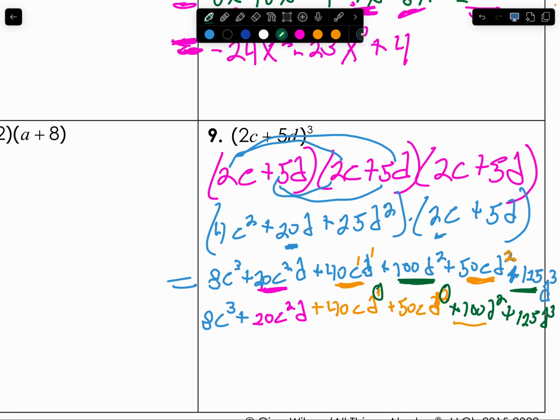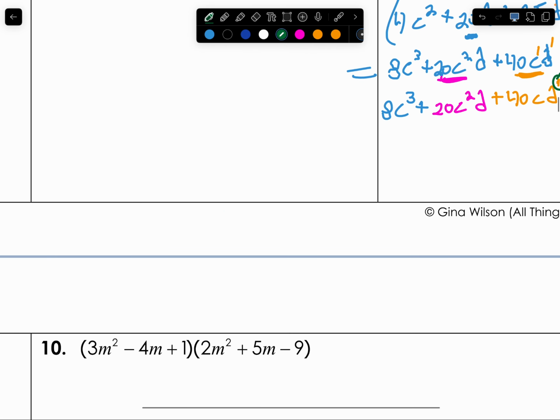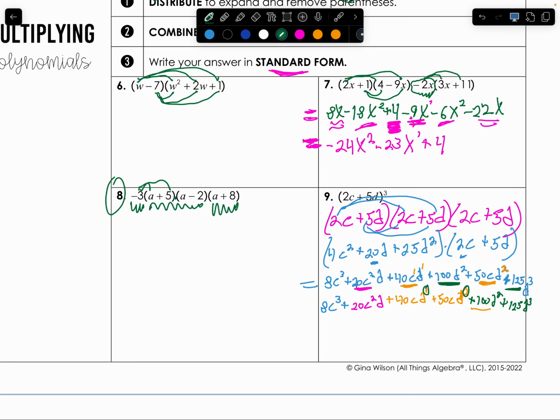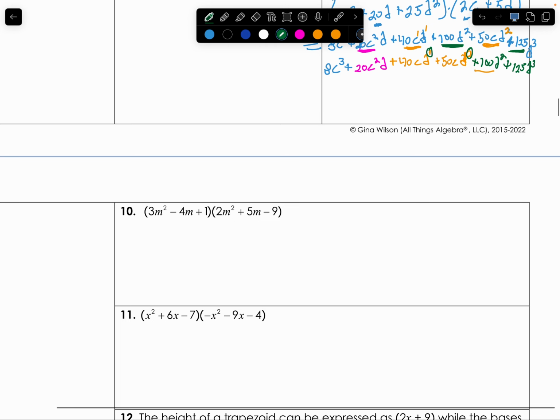Right, okay. You should be able to do all of these. Number 8, you could multiply the 3 times both of those first, or you could wait and FOIL together 2 of these and multiply everything with those, and then multiply everything with -3. A lot of steps on that one. Okay.